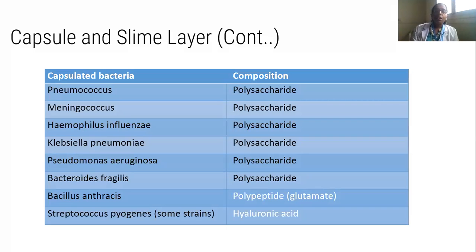If you see the capsulated bacteria, we have pneumococci, meningococci, Haemophilus influenzae, Klebsiella, Pseudomonas aeruginosa, Bacteroides fragilis, Bacillus anthracis, Streptococcus pyogenes. All these except Bacillus anthracis and Streptococcus pyogenes are made up of a polysaccharide layer, whereas Bacillus anthracis is made up of polypeptide.